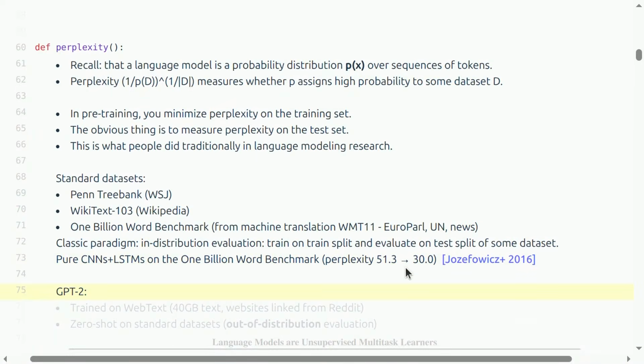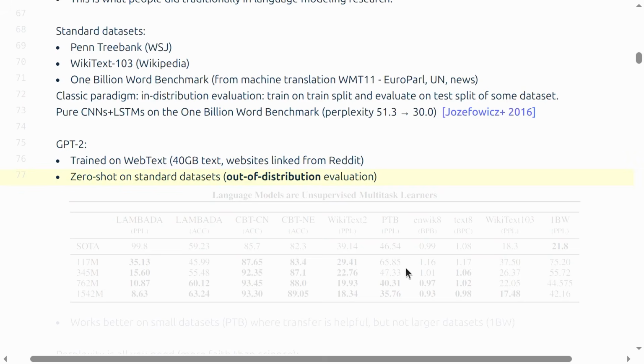So then when GPT-2 came around in 2019 from OpenAI, they trained on a data set called WebText, which was 40 gigabytes of text, websites that were linked from Reddit. And the way they evaluated was actually different. They evaluated zero-shot on standard data sets that everyone else was evaluating on. So this is out-of-distribution evaluation.